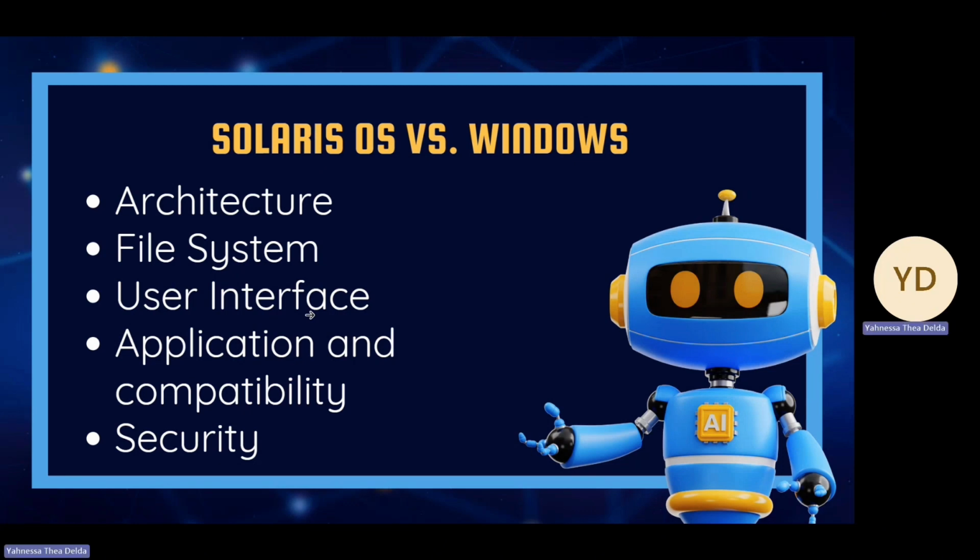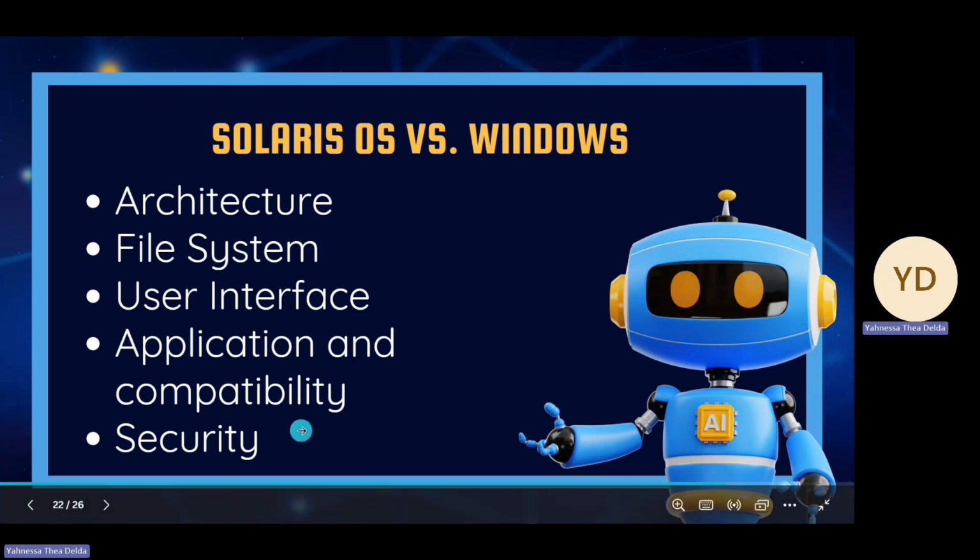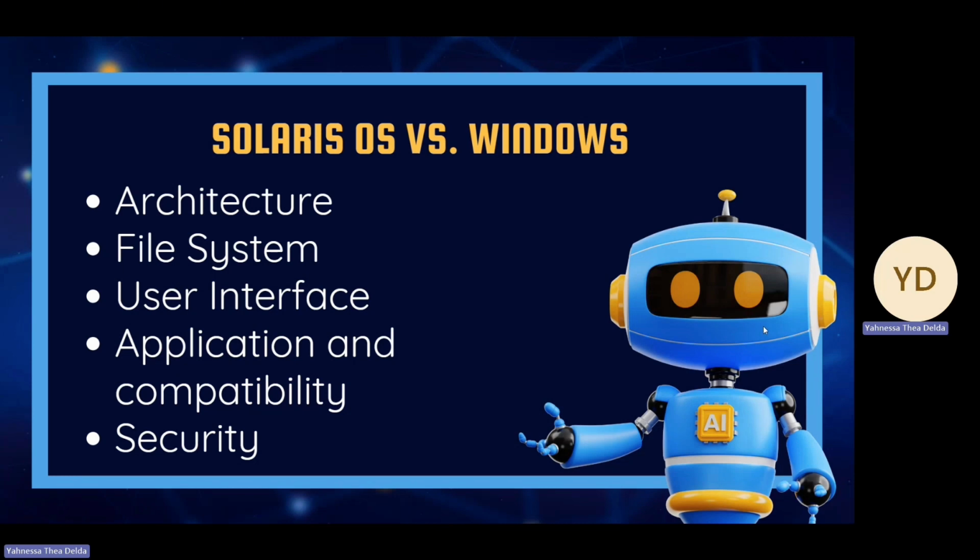While Windows is known for its graphical user interface, or GUI, with features like the Start Menu, Taskbar, and Windows Explorer for file management. Then, on applications and compatibility, Solaris has a smaller ecosystem of applications compared to Windows, particularly in terms of desktop software. While Windows has a vast ecosystem of third-party applications and enjoys widespread support from software developers.